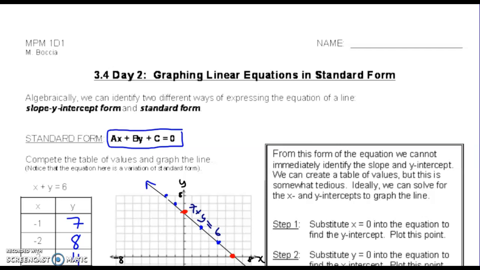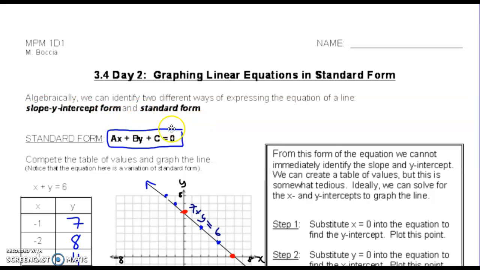Hello, grade 9s. Today is Tuesday, April the 7th, and we are continuing with lesson 3.4, graphing linear equations. Today, our equations will be presented in standard form, whereas yesterday we were graphing with our equations in slope y-intercept form. So what does standard form look like?